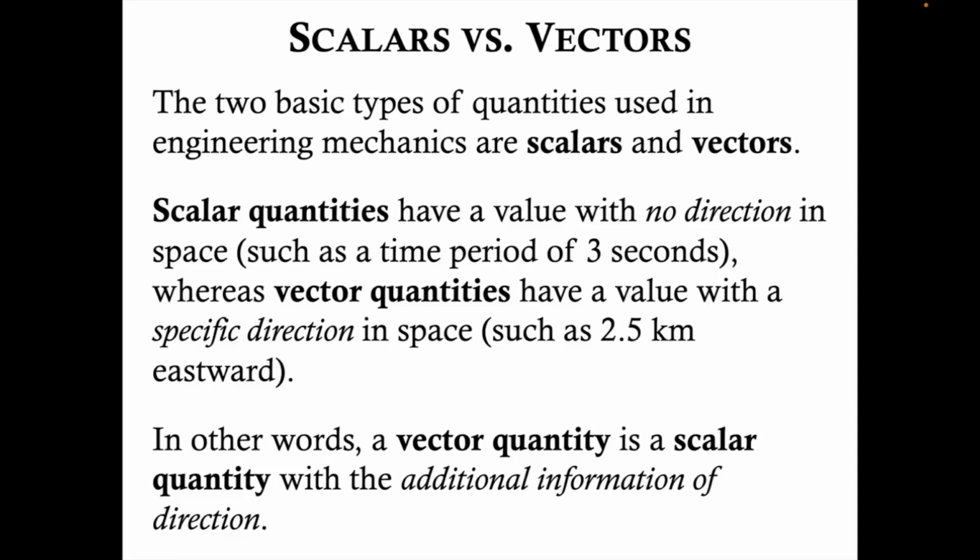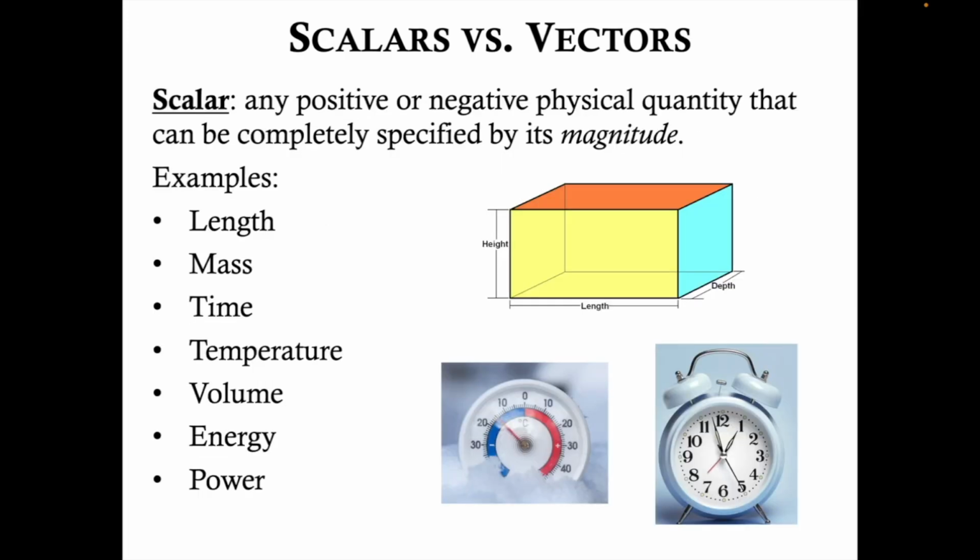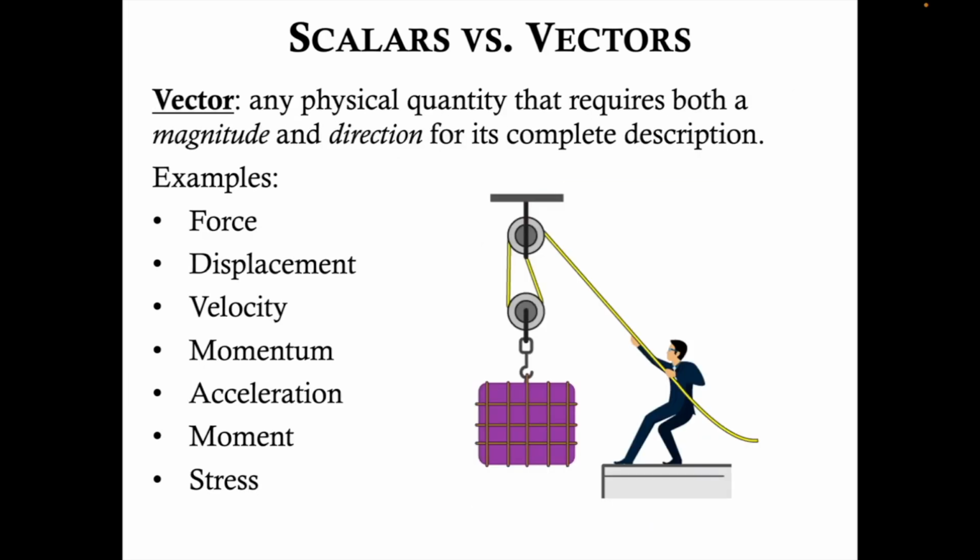Scalar quantities have a value with no direction in space, such as a time period of 3 seconds, whereas vector quantities have a value with a specific direction in space, such as 2.5 kilometers eastward. Some examples of scalar quantities are length, mass, time, temperature, volume, energy, and power. Some examples of vector quantities are force, displacement, velocity, momentum, acceleration, moment, and stress.